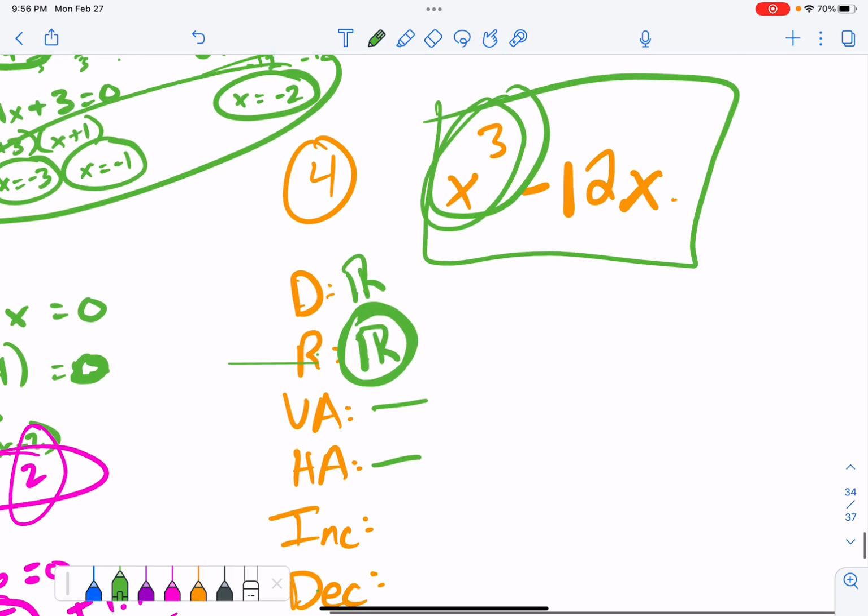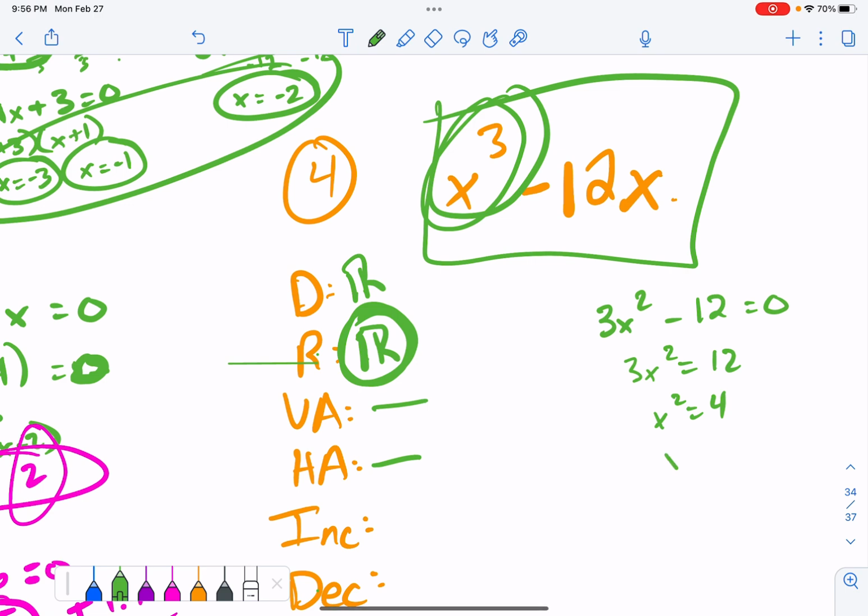Okay, now let's do our first derivative. 3x squared minus 12 equals 0. That one's a little bit better. Oh, heavens. Okay, 3x squared equals positive 12 if I move the 12 over. And if I divide by 3, x squared is 4.